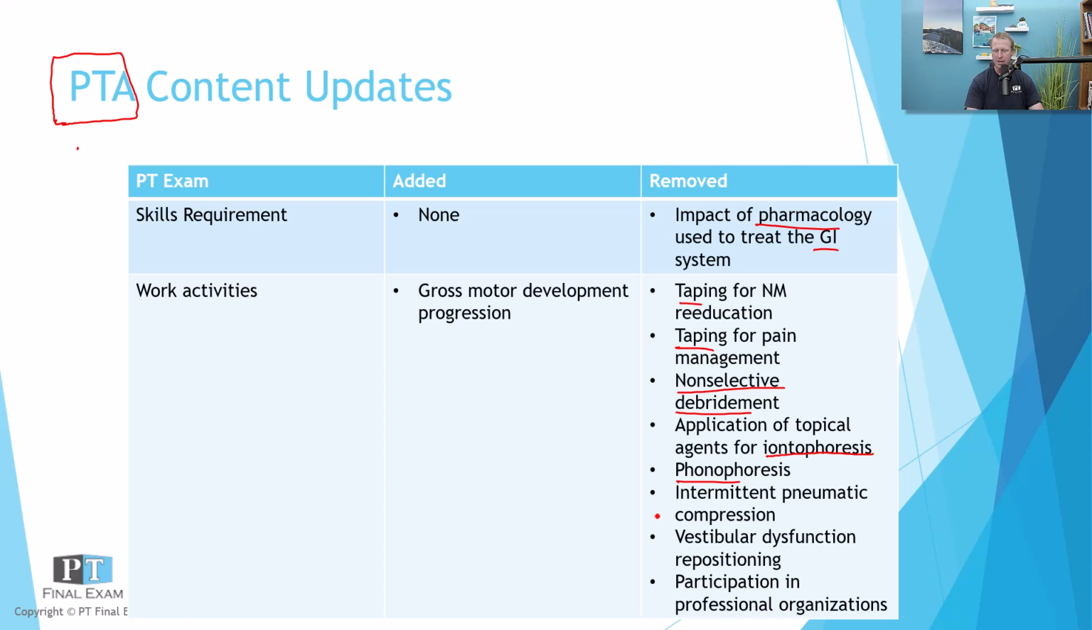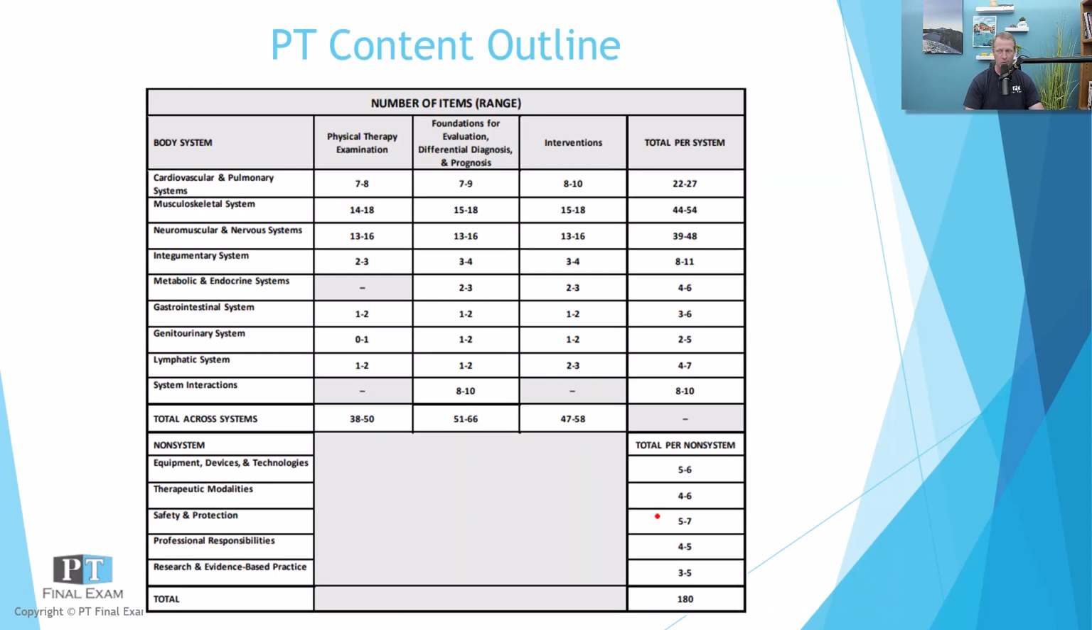All right, looking at the actual content outlines. This is what is on the exam. If you look at this, you'll see that the grand total is 180, just as we described. And then looking through each of the body systems, you see the body systems in this left column, and this goes through cardio-musculo-neuro. These are the big three systems. If you look at the big three systems, you'd see cardio-musculo-neuro have the heaviest representation.